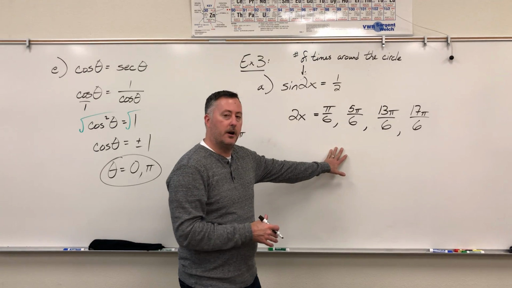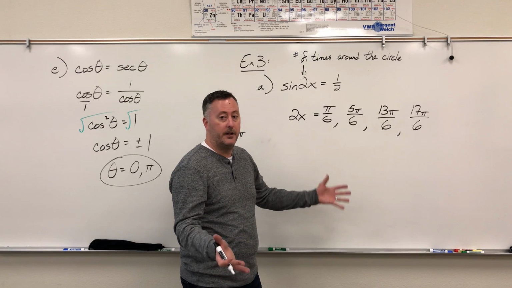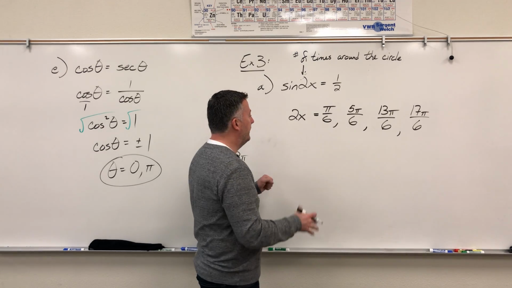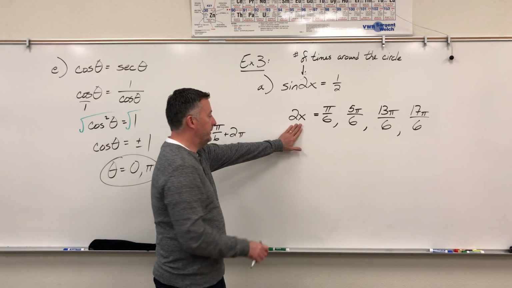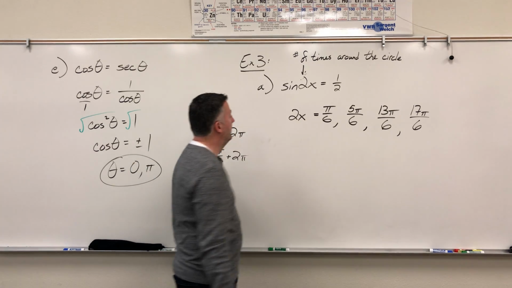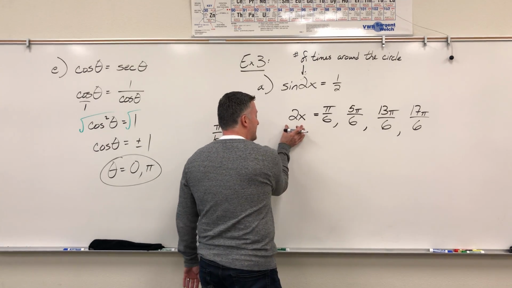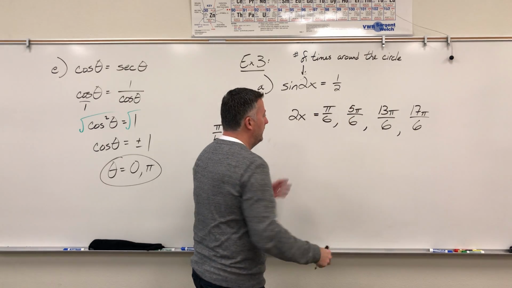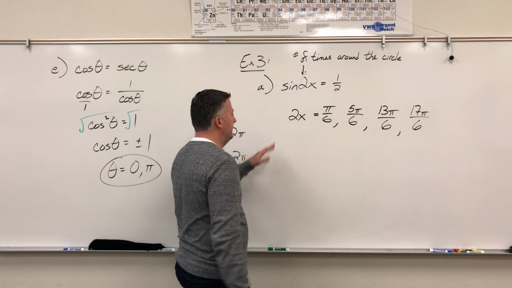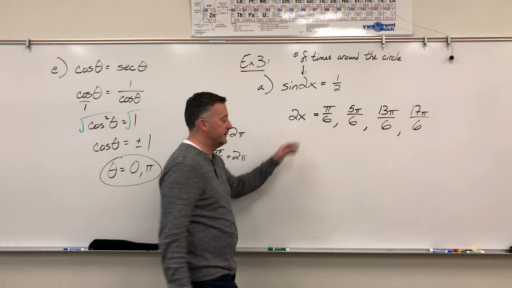It really seems like they are, and a lot of people just circle them and stop and say, hey, we're done. But you haven't told me what x is. You've told me what 2x is equal to. So you've got to get this x by itself. So you're going to create your list of answers. Once you're done creating the list, then you can solve for x.